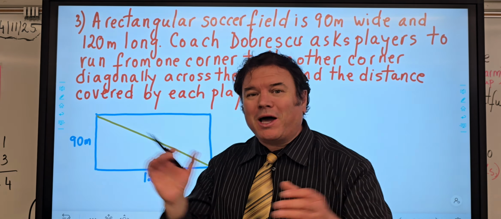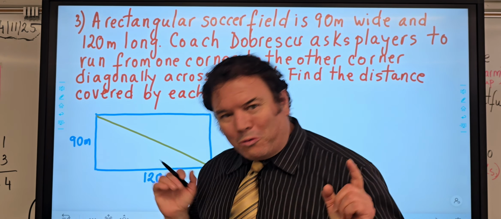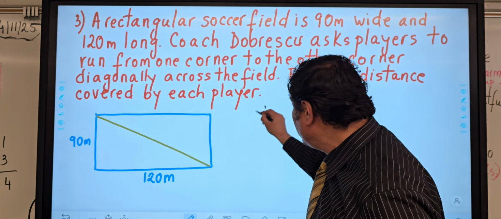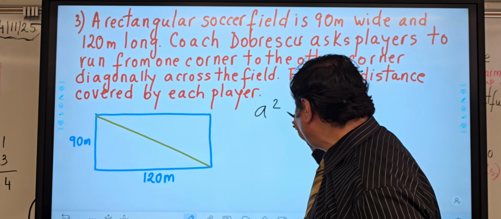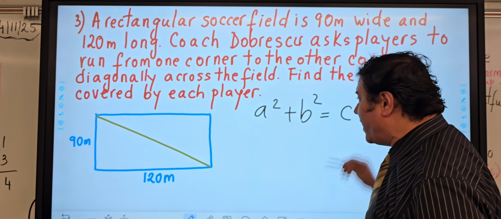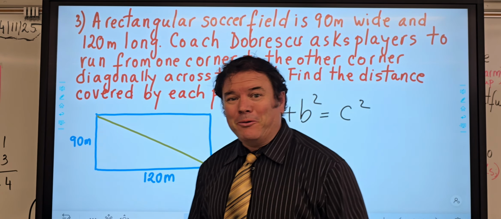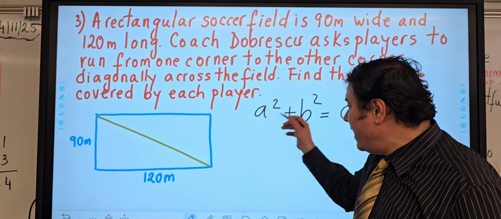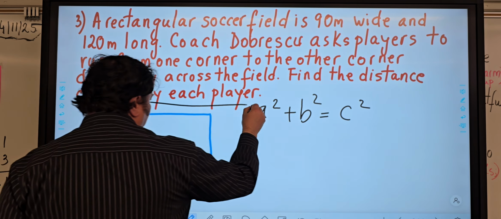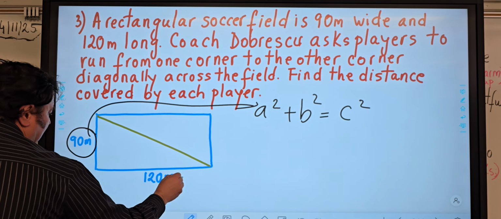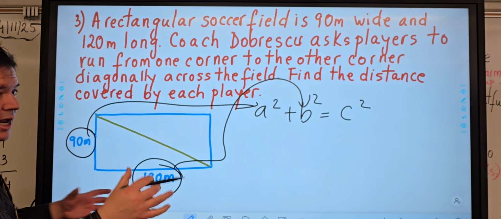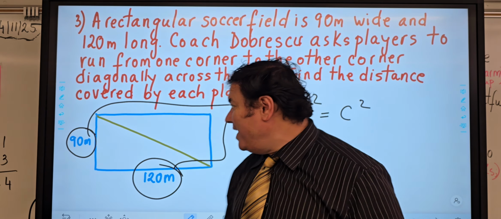Okay, so just by using the Pythagorean theorem, we can find the diagonal. Please remember, a squared plus b squared equals c squared. Don't ever forget that. That's it. Now we are going to identify our a. Of course, our a is the smaller side, which is 90 meters. We plug in 90 meters for a and 120 meters for b, and then we are going to find the c, or the diagonal.